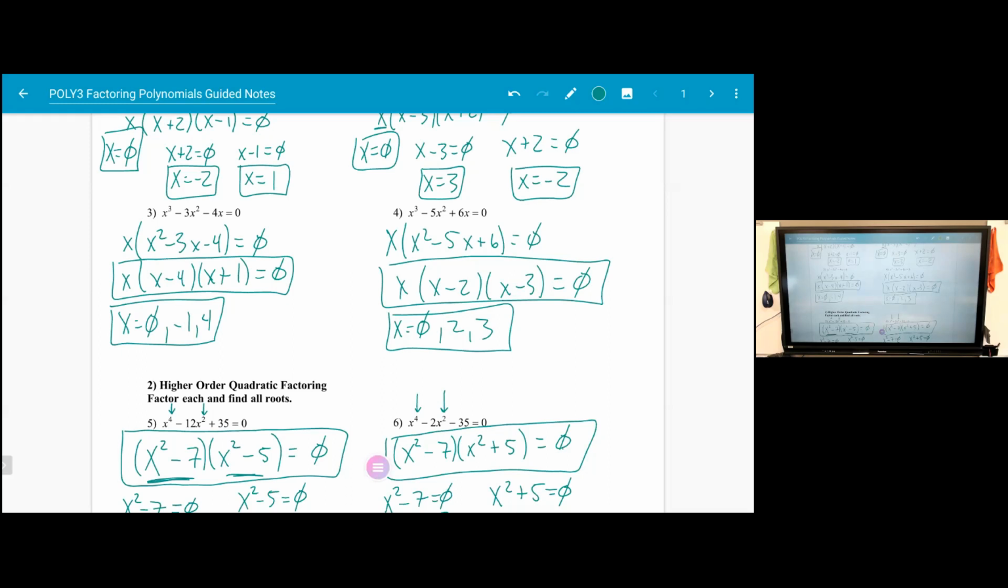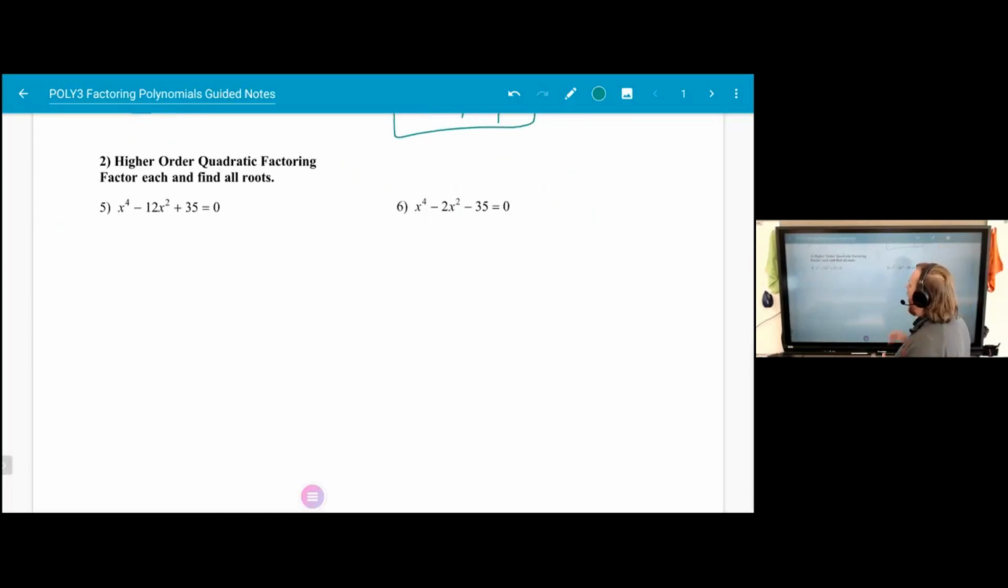All right, with that said, the second style I'm getting to, we're going to talk about this second style right here. That's called higher order quadratic factoring. Now, this looks intimidating. I understand. This looks a little intimidating, but let's go ahead and take it and just break this down.